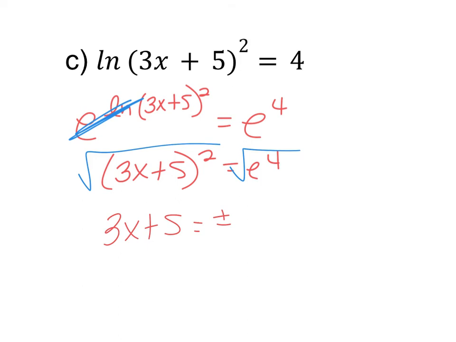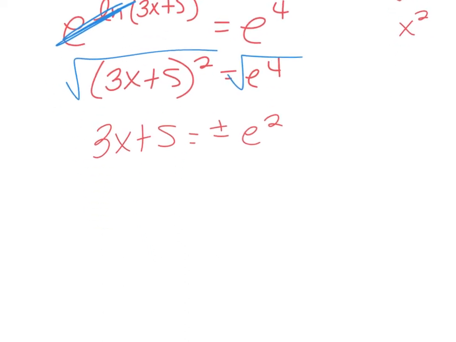Okay, so what would the square root of e to the 4th be? Well, think of it like the square root of x to the 4th. That would just be x squared, right? Well, this is the same thing. It's going to be plus or minus e squared. Yes, I know this is weird. The whole unit's weird. Okay, we got that done.